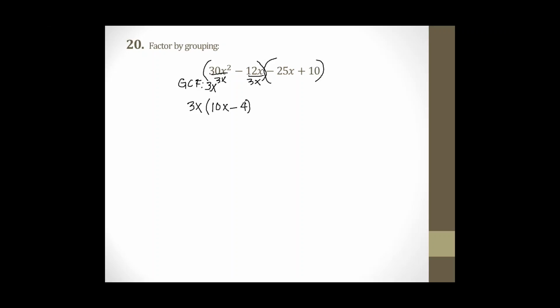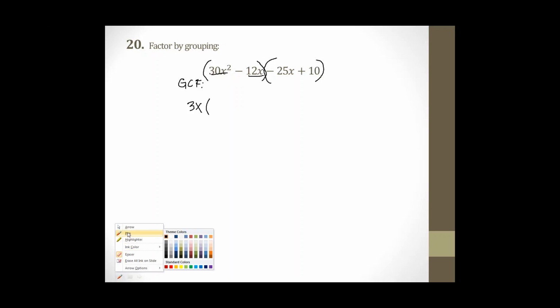So can anyone think of maybe the greatest common factor? 3 is a common factor, but not quite the greatest. So actually 6 would be the greatest, because between 10 and 4, their greatest common factor is 2. So the 2 times the 3 would actually give me 6x. So I'm going to revise this a bit. But thank you, because we all were thinking the same thing. Oh, yeah, this 3 here. Thank you. Okay. So 6x, let's go from there.